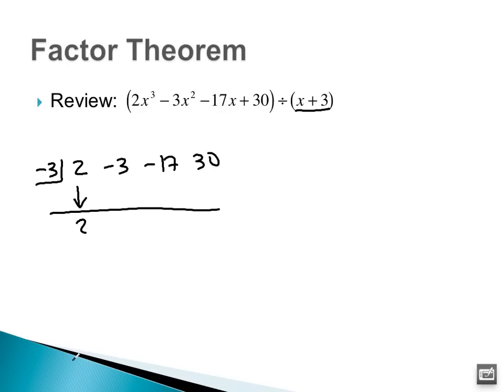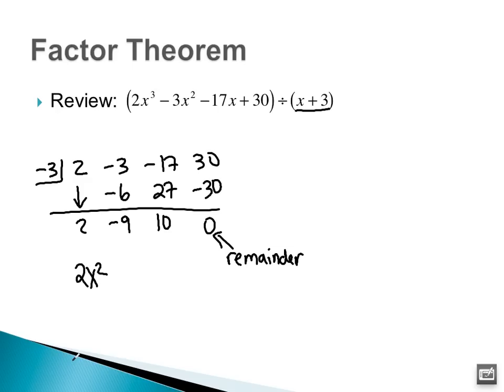Bring down the 2, multiply, I get -6, adding -9. Again, multiply, I end up with +27. When I add down, I get 10. Again, multiply, -3 multiplied by 10 is -30. Adding down is 0. Remember that this is the remainder. So I end up with 2x squared. If this is x to the third, this is going to start with 1 less. And then subtract 9x, add 10. This is my answer.